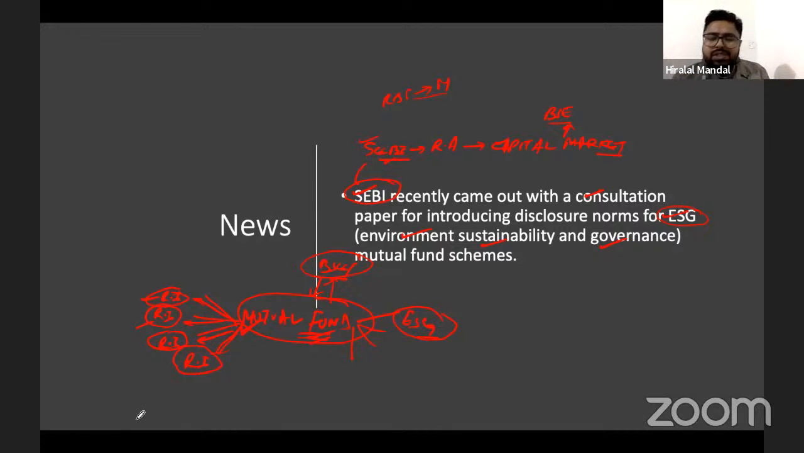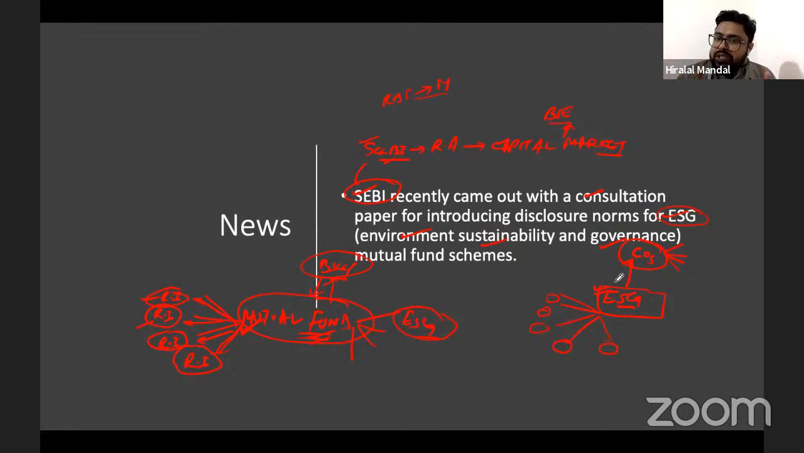Now, what will the ESG fund do? ESG fund will pool the resources from the people who are willing to make investment in those companies which are environment friendly, which are not creating pollution, which are rather promoting environment, promoting sustainability, and enhancing the governance system. So this fund will pool the resources from the retail investors, and they will make investment in companies engaged in promoting environment, sustainability and governance. Only in those companies will these funds make investment.